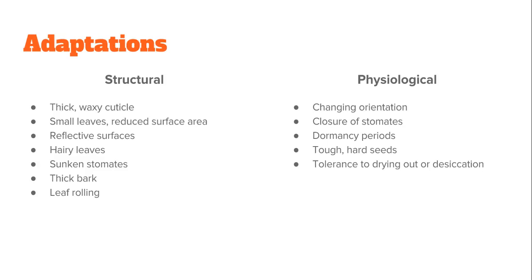In terms of physiological, plants are able to change the orientation of their leaves throughout the day. So at some points in the hottest parts of the day, they don't want those exposed to the sun, so they can change the way they're oriented. Physiological, another one is the closure of the stomata, which we discussed in the previous slide. Dormancy periods means that sometimes plants will lose their leaves to avoid the transpiration of their water. Tough, hard seeds are able to withstand changes in temperature, and also some plants just have a high tolerance to drying out or desiccation.